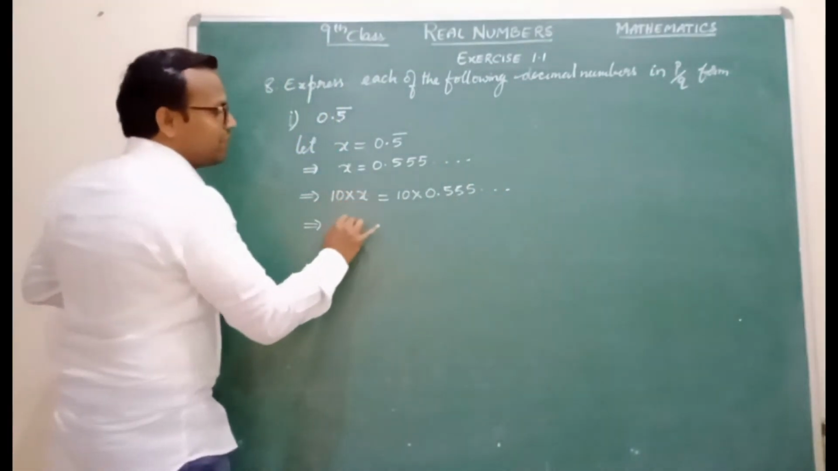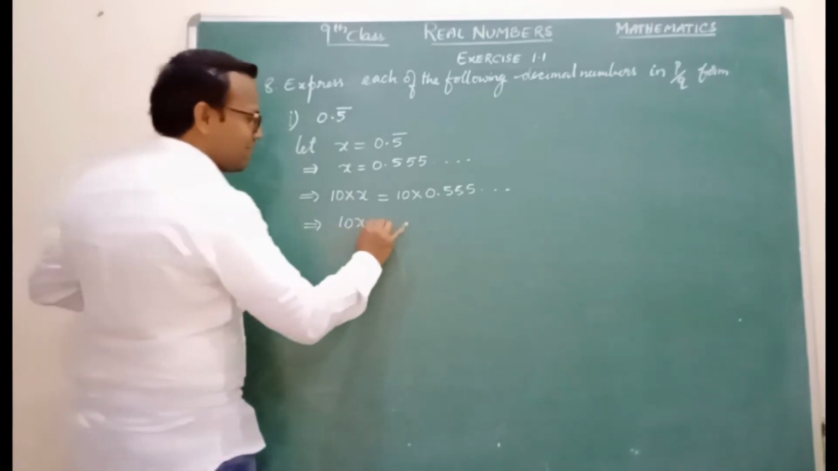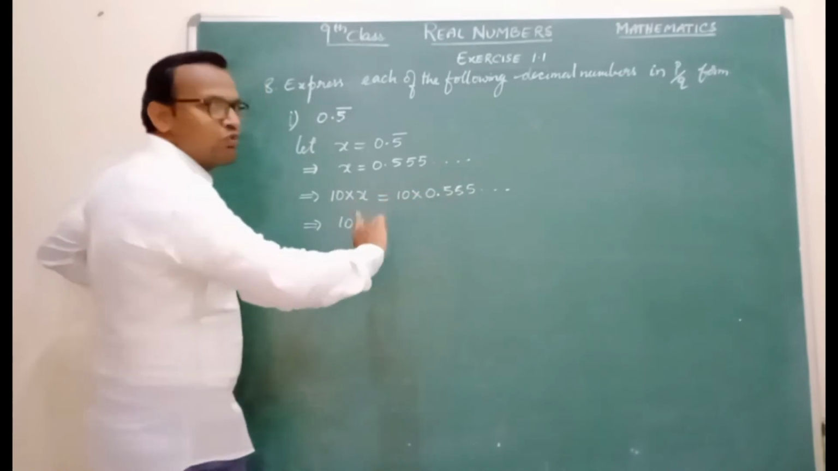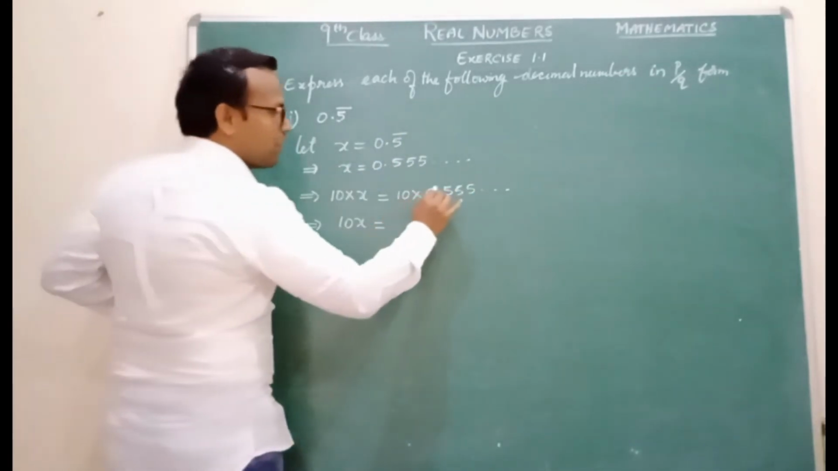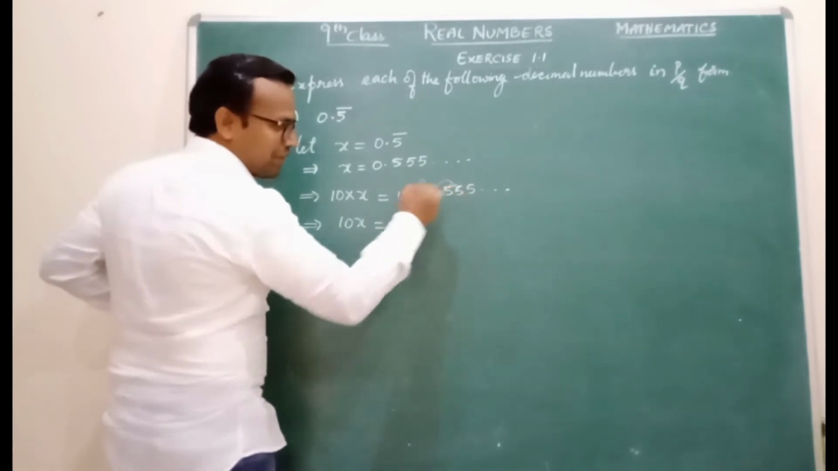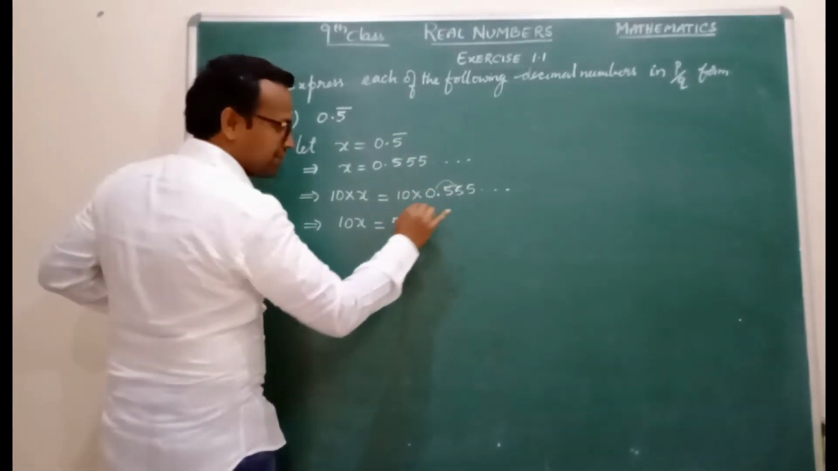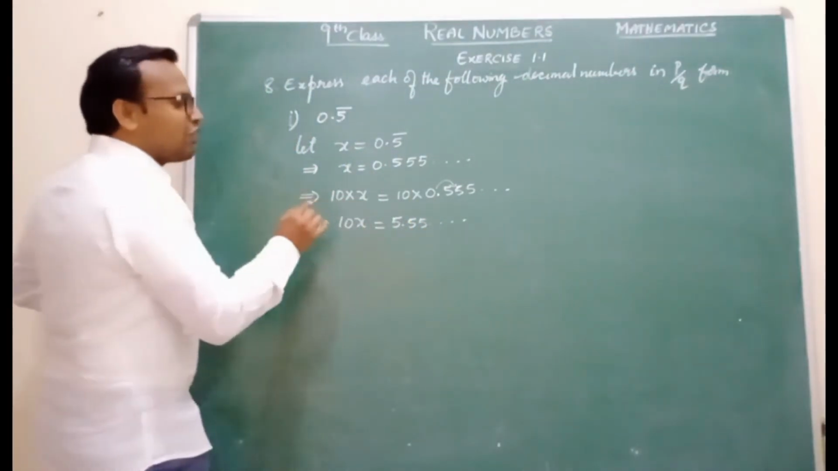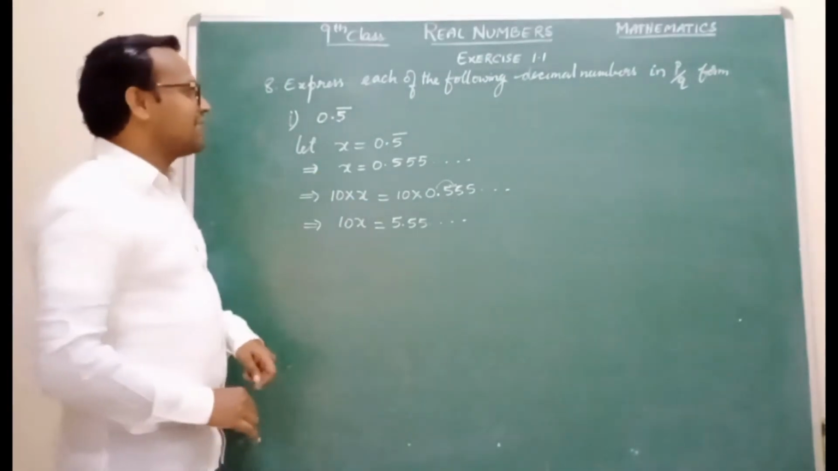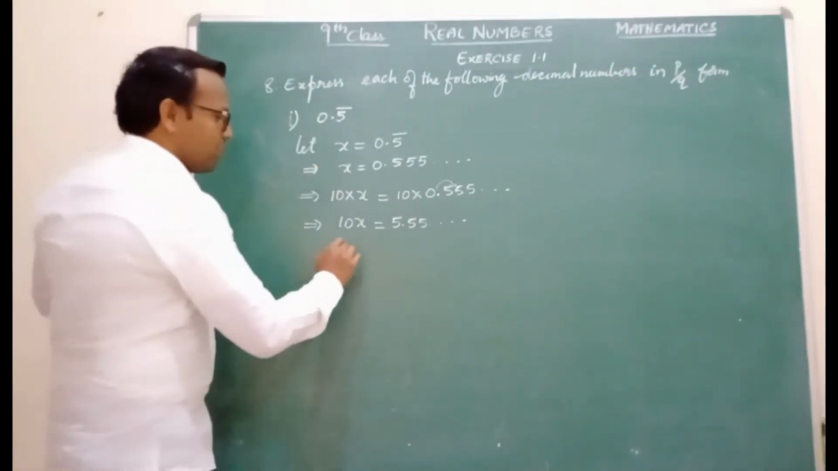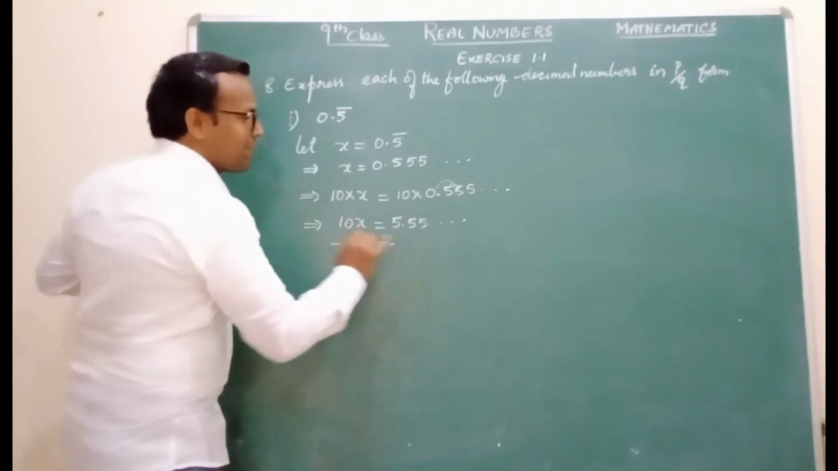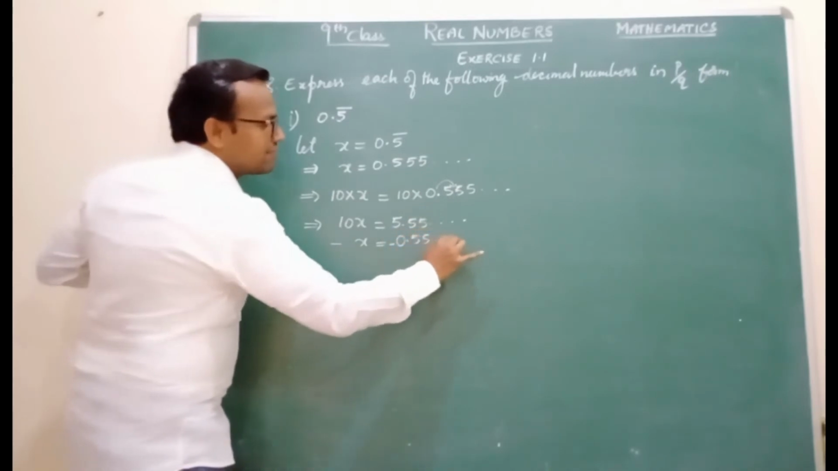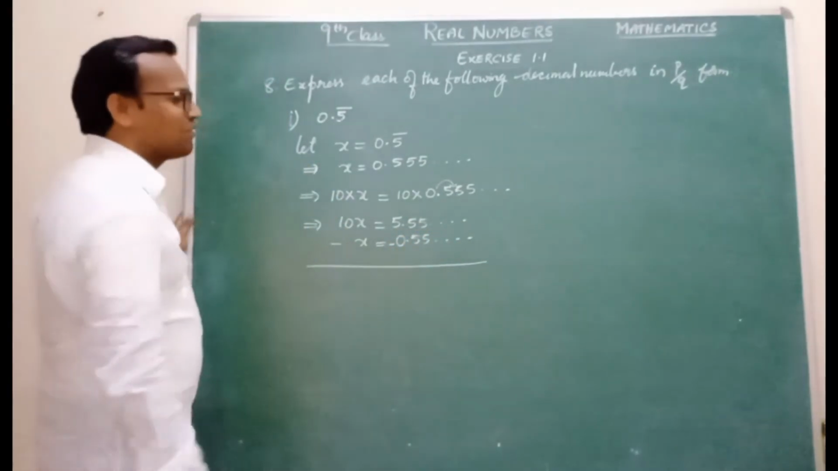That is nothing but 10 into x is nothing but 10x, which is equal to, when you multiply with 10, the decimal point moves one place right side. So it moves here, one place. That means after the first 5, 5.555 and so on. Okay. Now from this 10x, let me subtract 1x. So minus x. What is the x value? 0.555 so on. Now subtract.